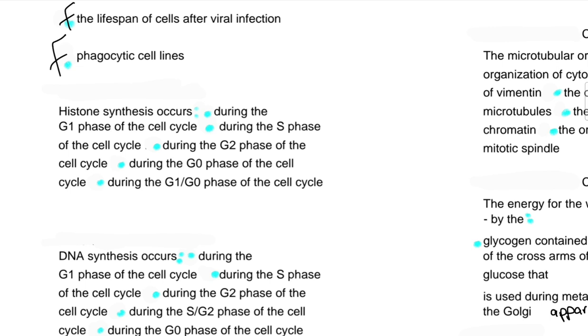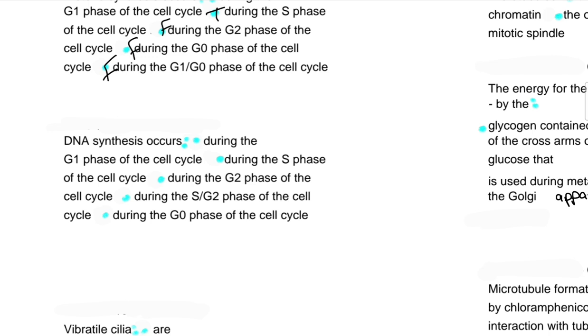Histone synthesis. Histones are the proteins that accompany the DNA in the chromosome. Histone synthesis occurs during the G1 phase of the cell cycle, wrong. During S phase, true. During G2, wrong. During G0, wrong. DNA synthesis occurs during the G1 phase of the cell cycle, wrong. S phase, true.